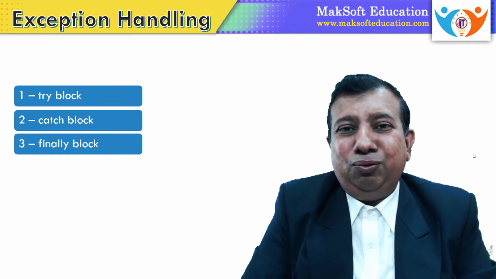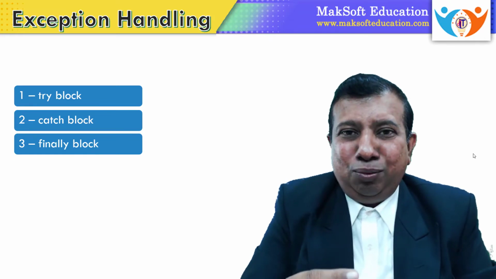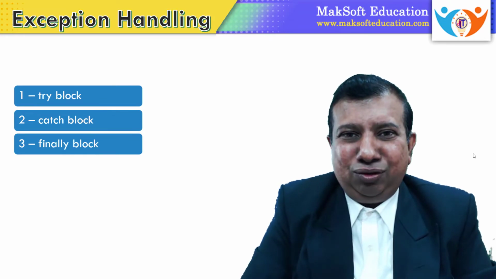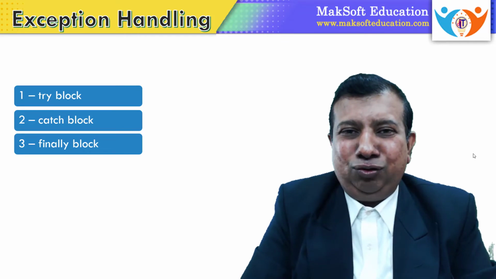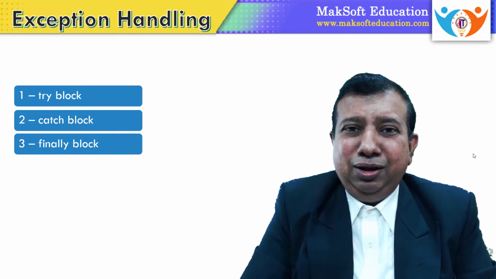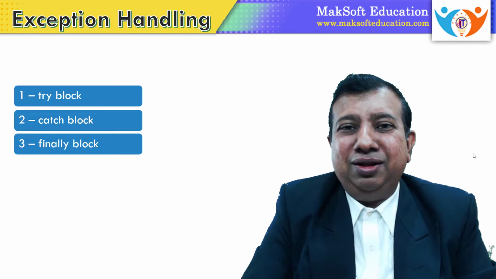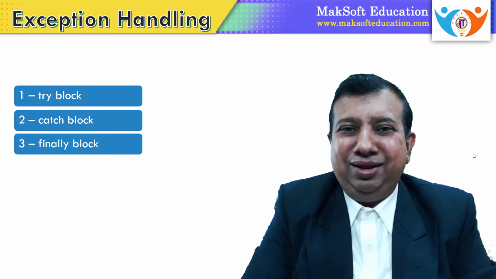Now finally blocks are always given after catch blocks. So the sequence is like this: write a try block followed by one or more catch blocks, and after the catch blocks we have to write the finally block. In a finally block, always try to use very important statements. Those are executed or should be executed in any case.